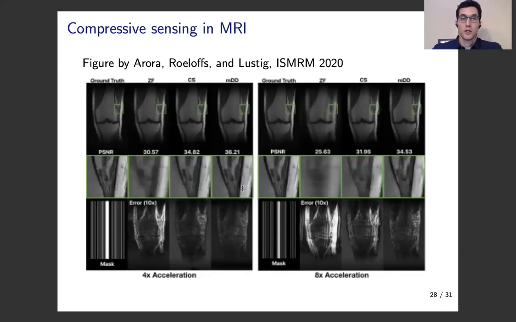And what this group did is they used exactly the deep decoder that I showed you before, and they used it for MRI reconstruction. And as you can see here, they got significantly better results using the deep decoder than using standard compressive sensing recovery. And that's on real MRI data. So it's not like some toy simulation, and on a real mask that is used in practice.